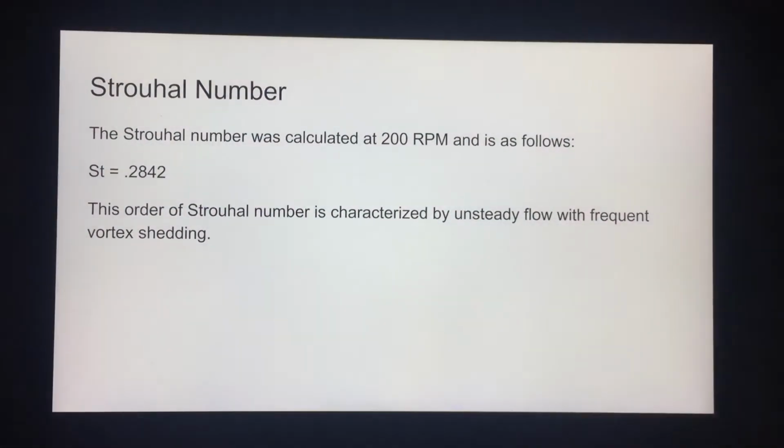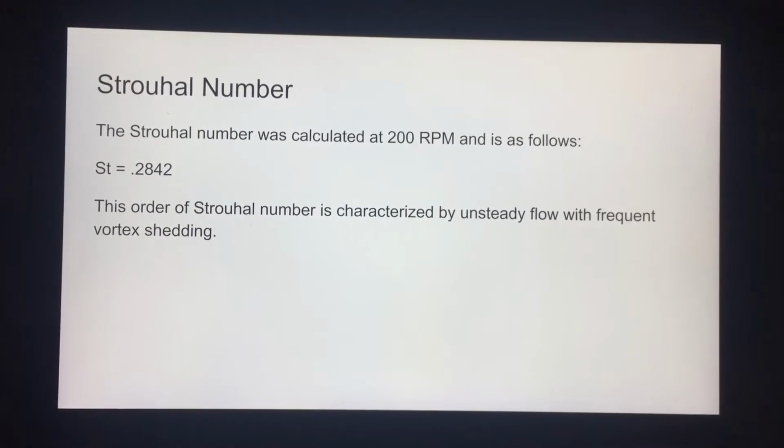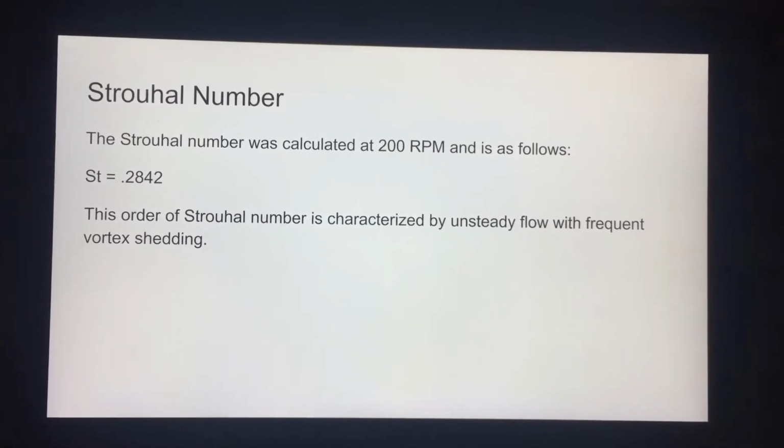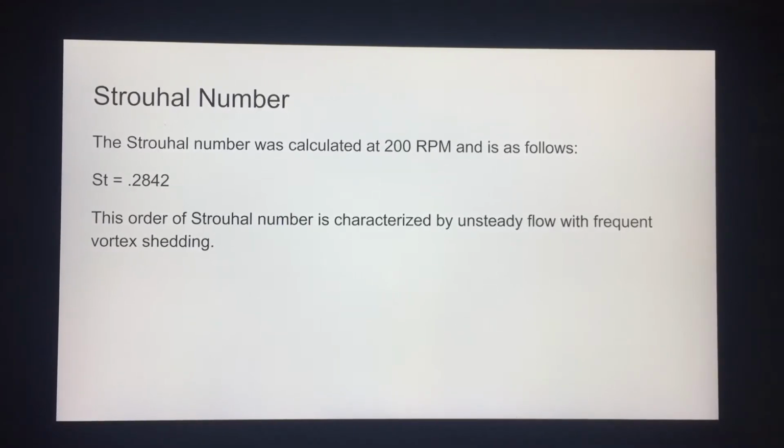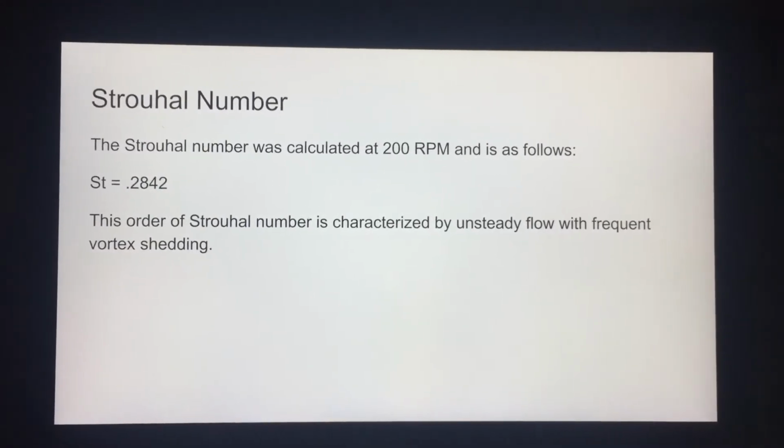Here is a slow motion video of the unsteady vortex shedding that happens behind, or in the wake of, the cylinder. This is a highly unsteady flow, and through this slow motion video we were able to capture the frequency of the vortex shedding. The Strouhal number represents the ratio of the inertial forces due to local acceleration to the inertial forces due to convective acceleration.